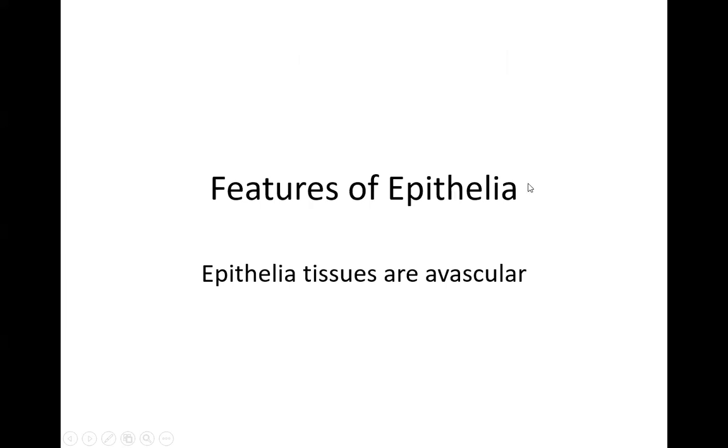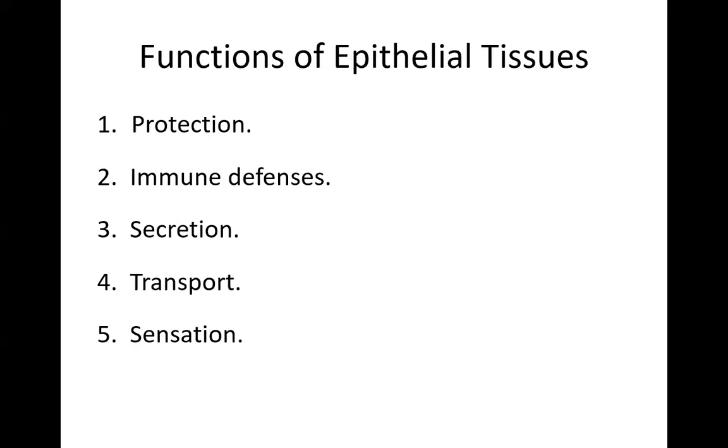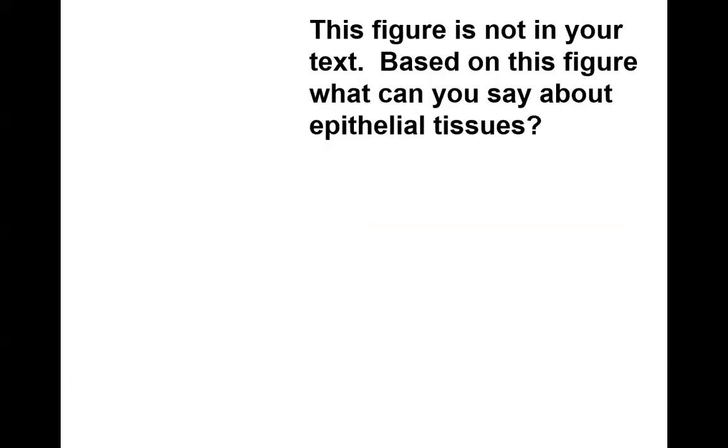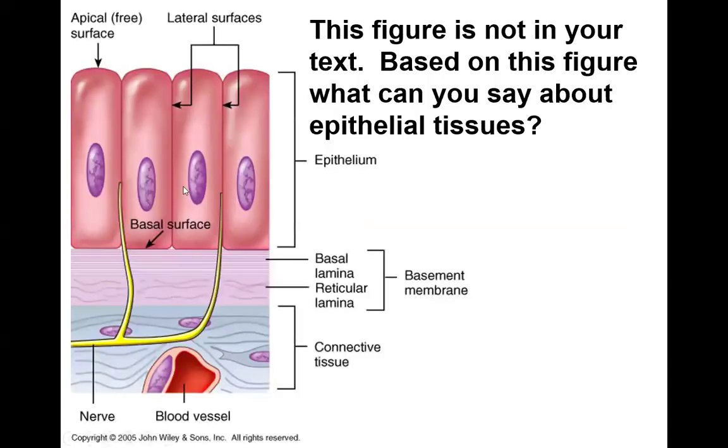So what are the features of the epithelia? The epithelial tissue is avascular. That's not a secret. What does avascular mean? Is it like no blood flow? Good, very good, excellent. So that's not a secret no more, right? Because we've seen that the epithelial tissue has no blood vessels. It's avascular. What about the basement membrane? Does it have blood vessels?